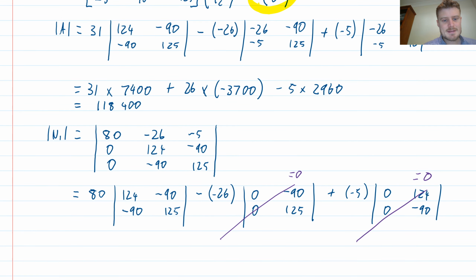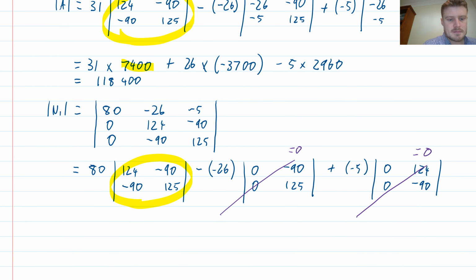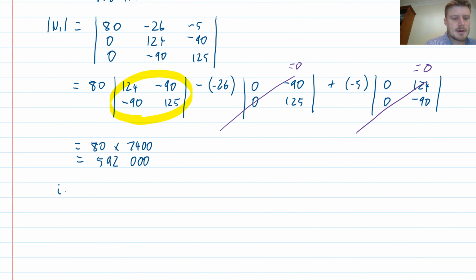In fact, this determinant here I have already calculated. You see it's the same here, and I calculated it to be 7,400. So I can actually just write that number straight down. So this will be 80 times 7,400, which is 592,000. This therefore tells me that my current IA is the determinant of M1 divided by the determinant of A.